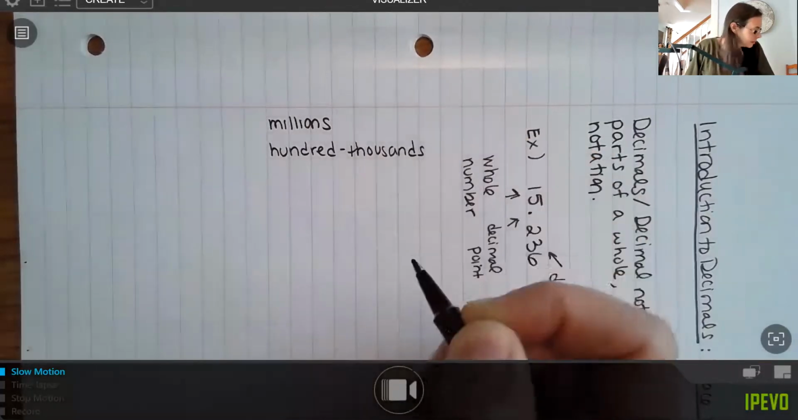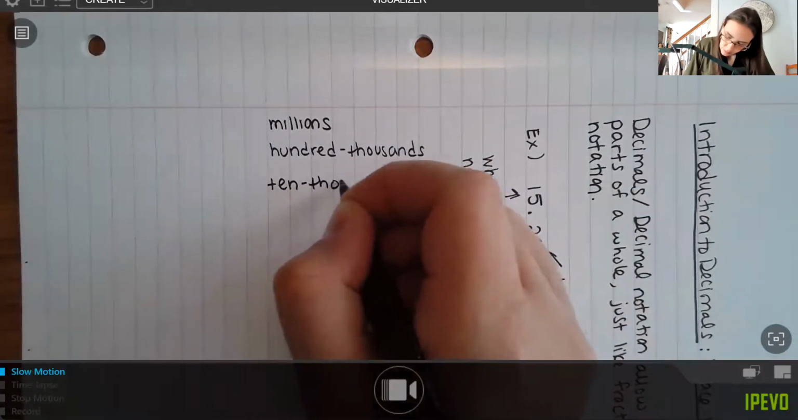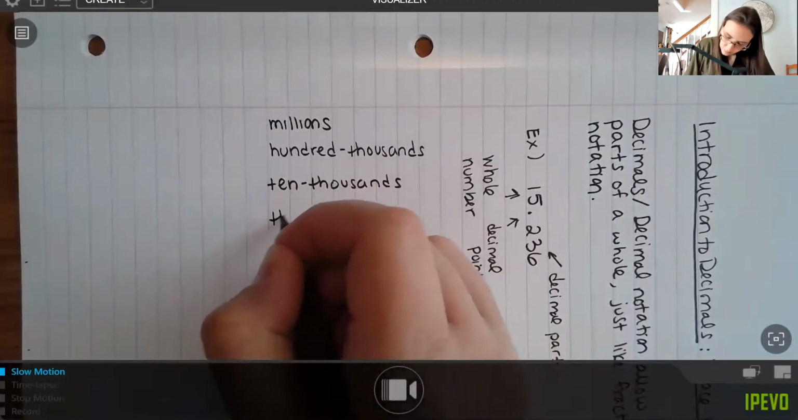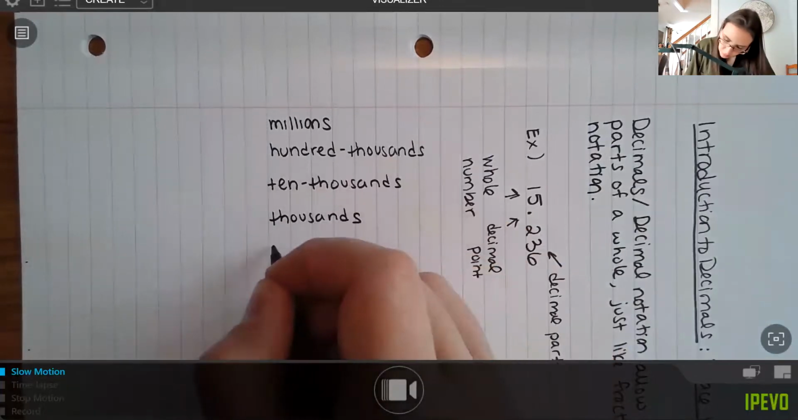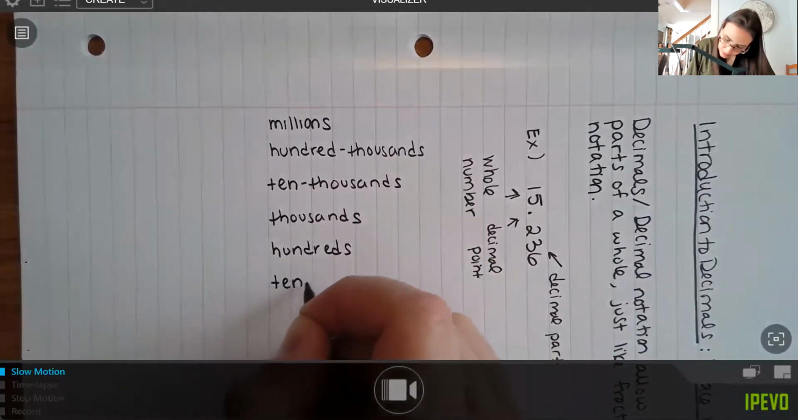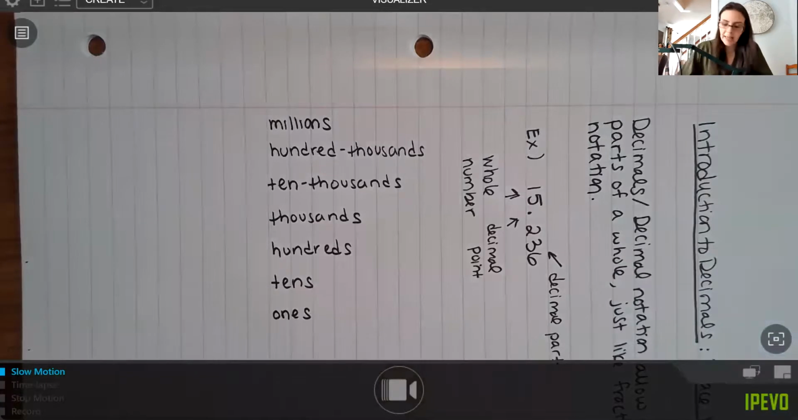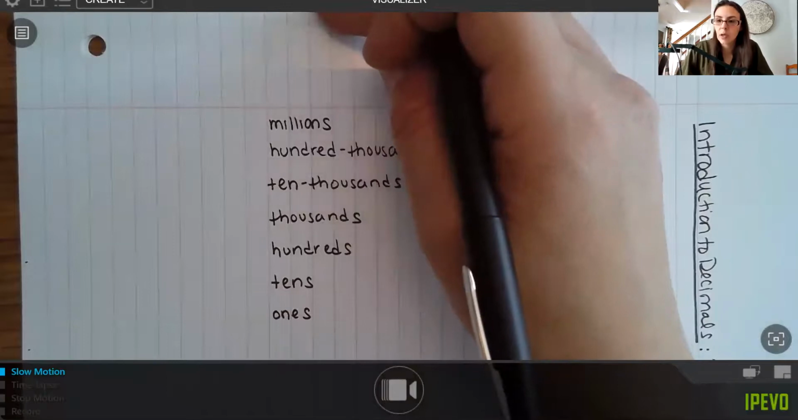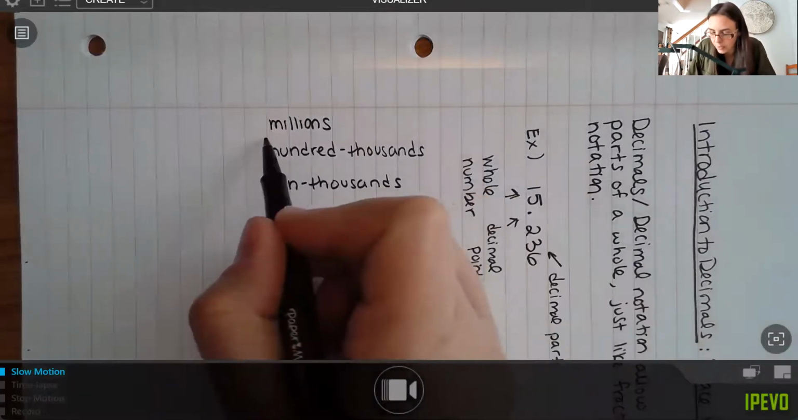Then we have 100,000s. Ten thousands, thousands, hundreds, tens, and ones, and that completes the whole number part of it. Again, I know before when we did whole numbers originally, we did extend this a bit further, so there are more place values there. Obviously, we can go up to the billions, trillions, and so on. But again, I'm just going to do the first few here to help us stay organized.